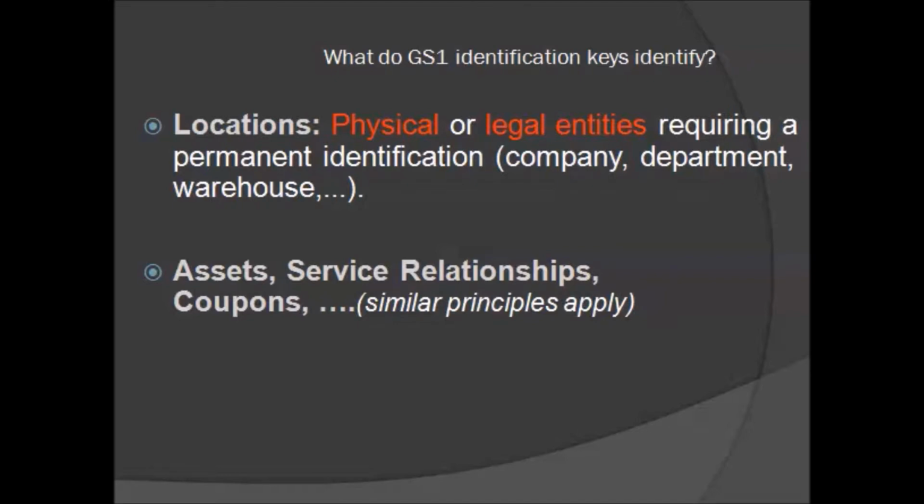The third is the location number, especially the global location number. It is for physical or legal entities requiring a permanent identification, for example, a company, a department, or a warehouse. It is not movable. A building or a company will be assigned a physical location number. So the global location number can be used to indicate the physical or geographic location in the world. We can use the numbers to indicate the physical locations.